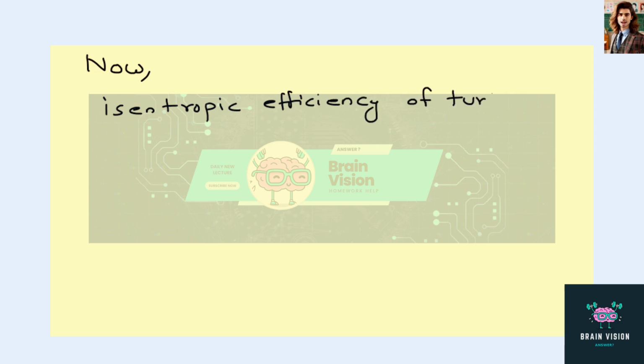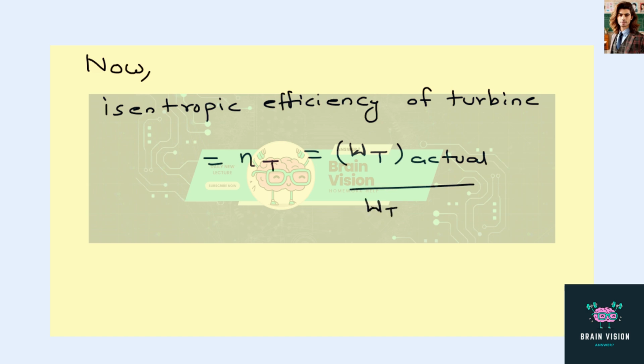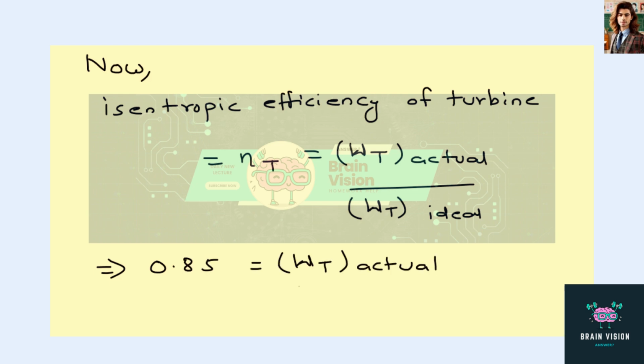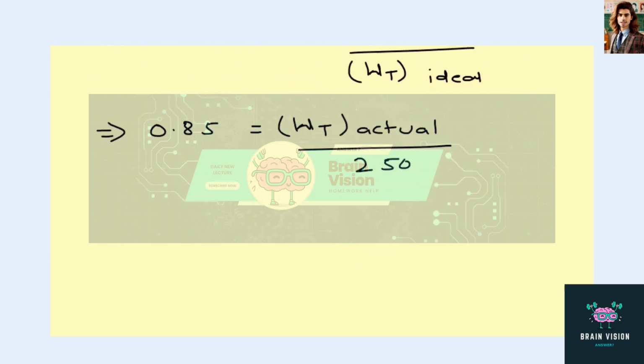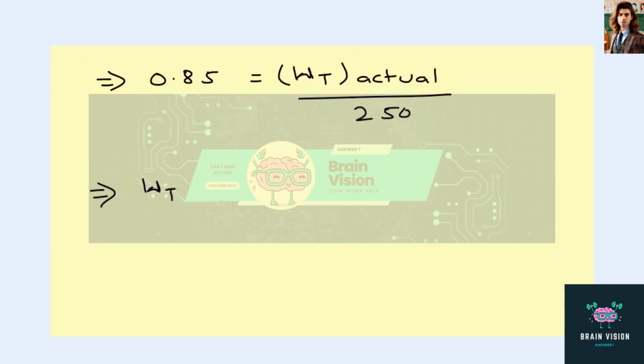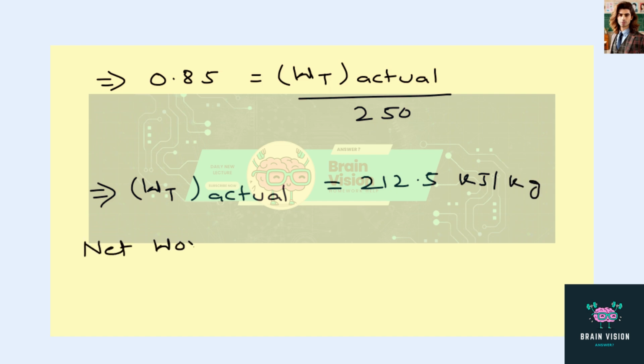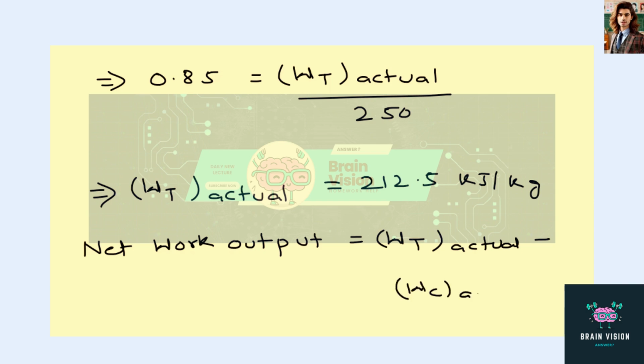Now going forward, we can write isentropic efficiency of turbine is equal to NT is equal to WT actual by WT ideal. This is the formula for isentropic efficiency of turbine. So I am just putting all the given data here and solving this equation. So on solving this equation, we will get WT actual is equal to 212.5 kilojoule per kg. This is our answer.